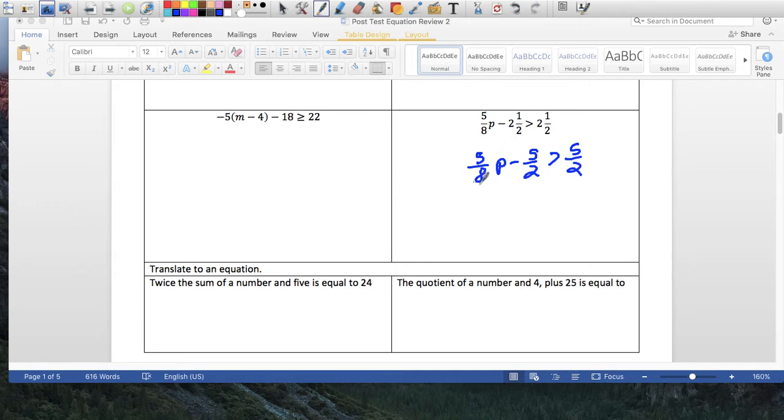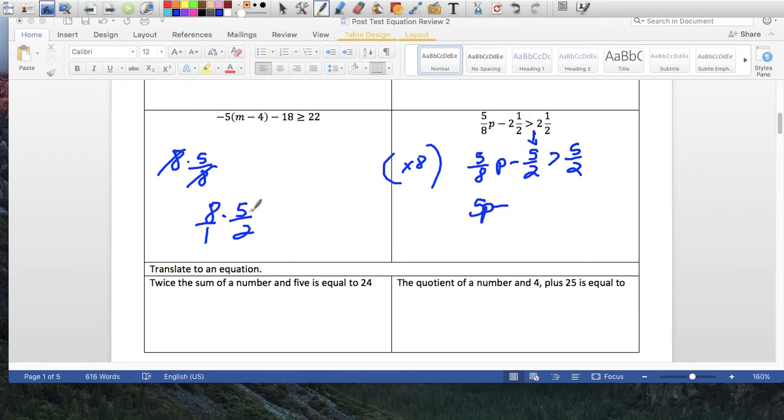So to get rid of fractions, I find the LCM. The LCM between 8 and 2 is 8, right? So I'm going to multiply this whole thing by 8. Every single thing here I'm going to multiply by 8. So if I multiply 8 times 5 over 8, these two 8s cross out, and I'm left with 5. So 5/8 p becomes just 5p. Minus, and then I'm going to multiply 8 times 5 over 2, which is this guy right here.